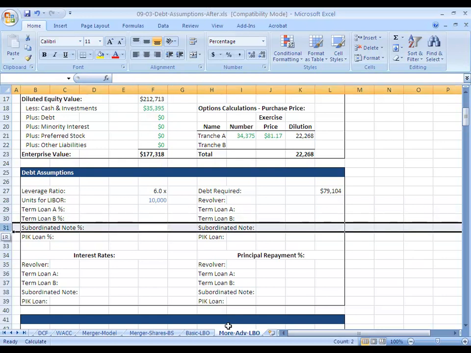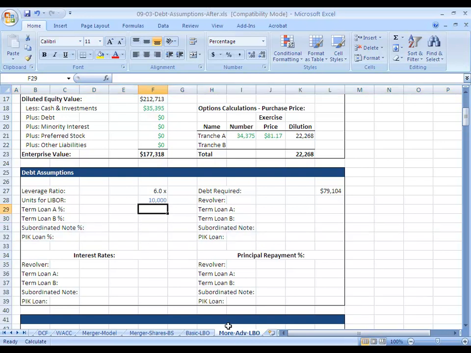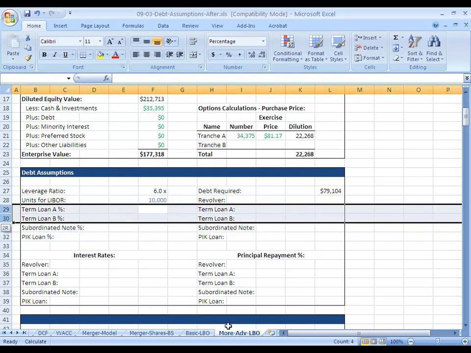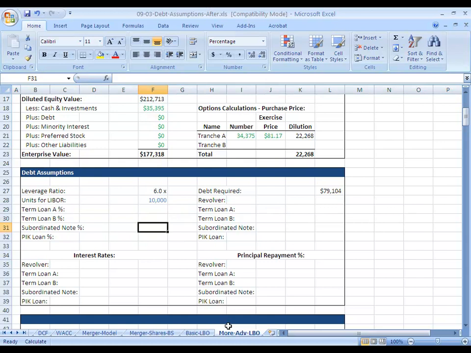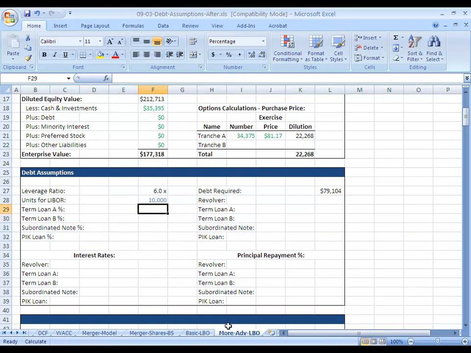Subordinated notes and PIK loans both have significantly higher interest rates, as well as more restrictive terms sometimes. So generally the way it works with debt is that companies allocate all they can to term loan A and B, and then whatever's left over, whatever else they cannot finance, they put toward subordinated notes and PIK loans. Now I said just now the words "cannot finance."